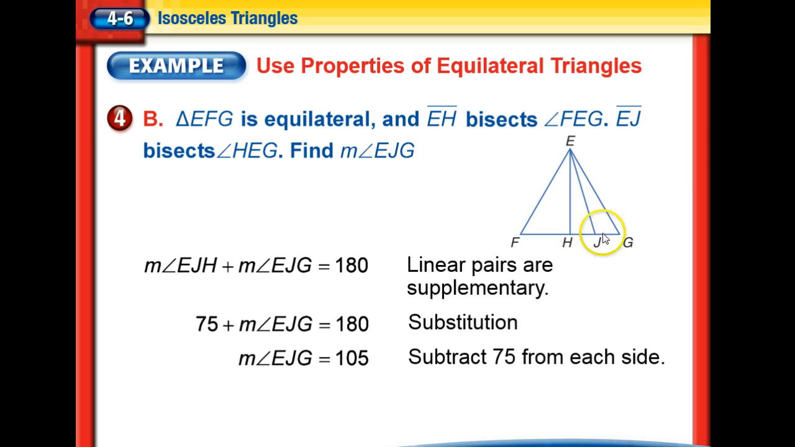And they just use the straight line. Again, I love geometry because there's more than one way to do each answer. So if we found that this angle here, HJE, was 75, 180 minus 75 leaves you with 105.